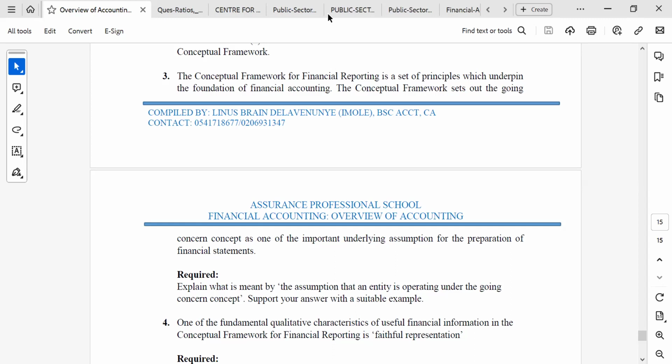Okay. All right. So the going concern itself means that the entity is going to be in operation. The entity does not have any intention of closing down its operations. If we say that the entity is operating under going concern, it means that the entity is operating with the mindset that they will be in operation for the foreseeable future.